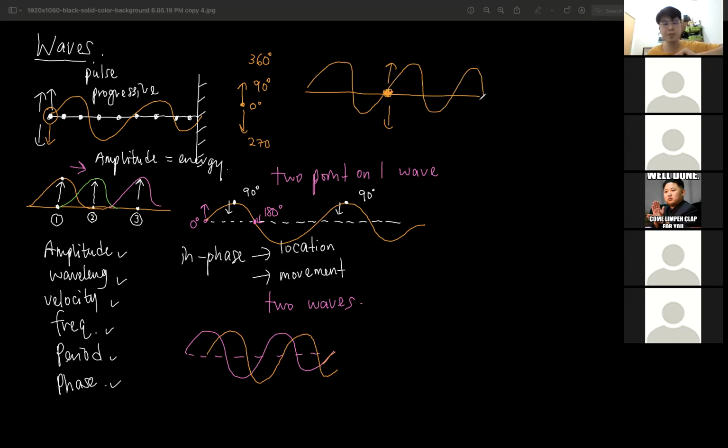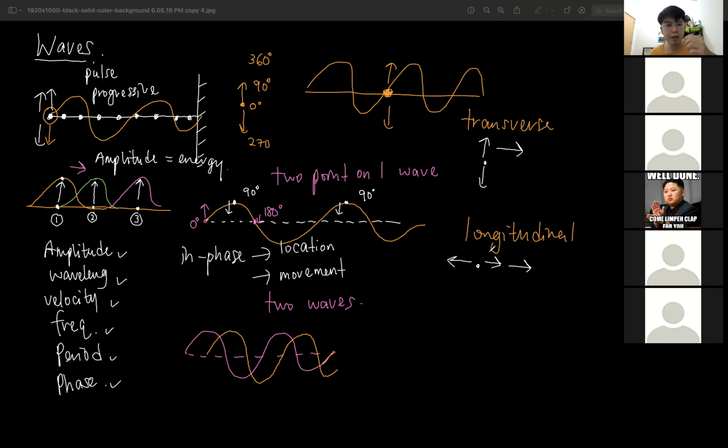Okay, so there are many categories of waves. One classification is transverse and longitudinal. Transverse, the particle moves up, down, but the wave is perpendicular. Longitudinal, the particle moves left, right, and the wave direction is parallel.